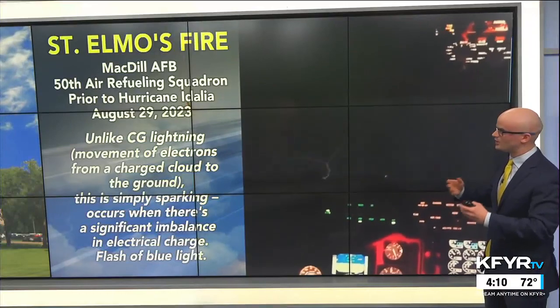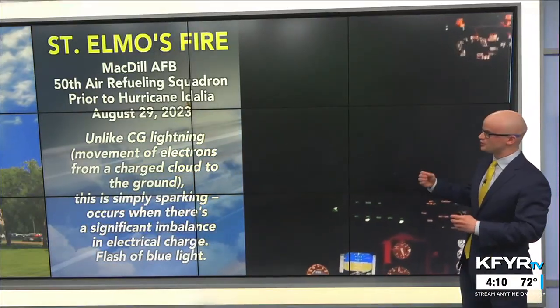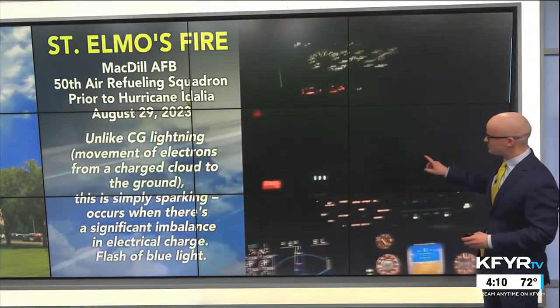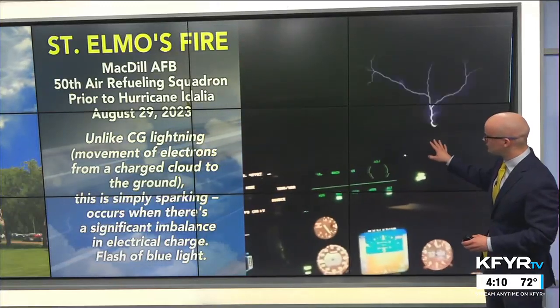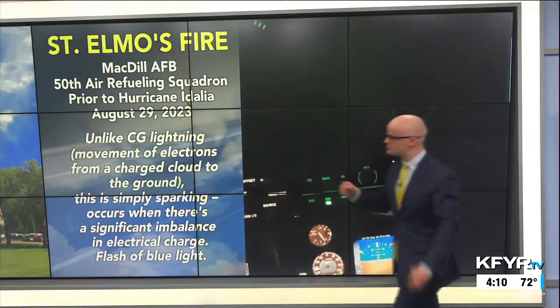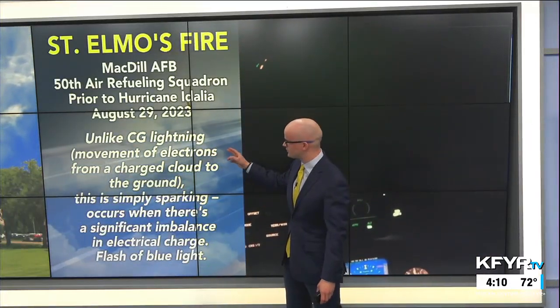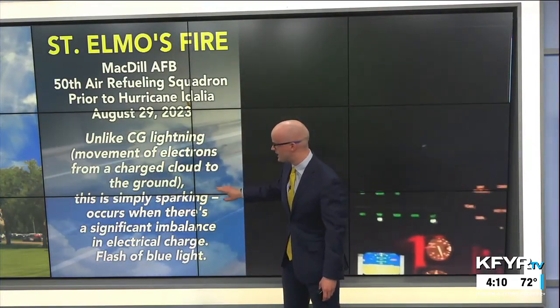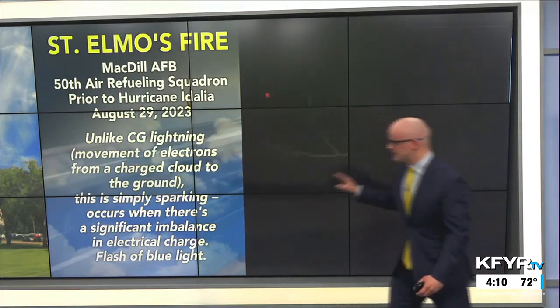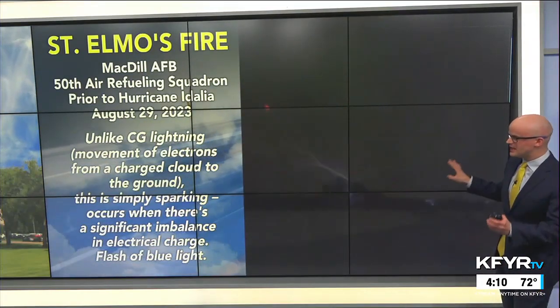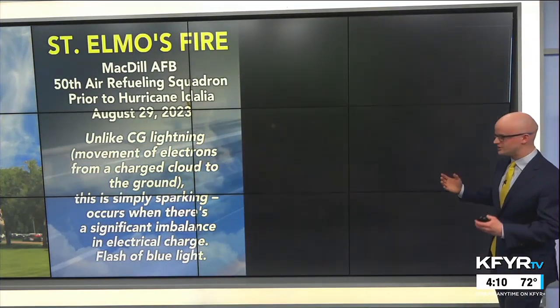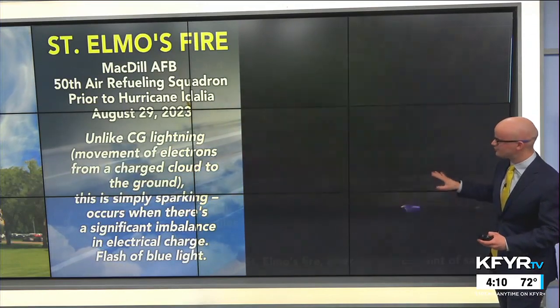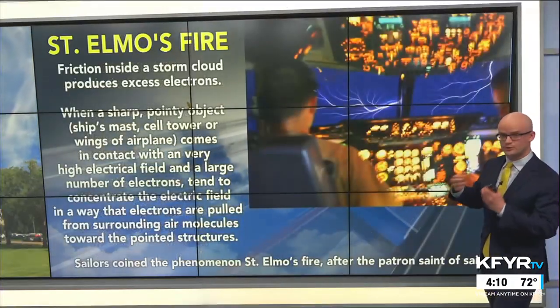This was actually part of the Air Force Base refueling squadron planes, and you can see all these flashes of what looked to be lightning, but unlike the cloud-to-ground lightning strikes that we were talking about earlier, and those involved the movement of electrons from the charged cloud to the ground, this is simply sparking. It occurs when there's a significant imbalance in that electrical charge within the atmosphere, and you can get these flashes of blue light that are fairly frequent. There's a lot of them.